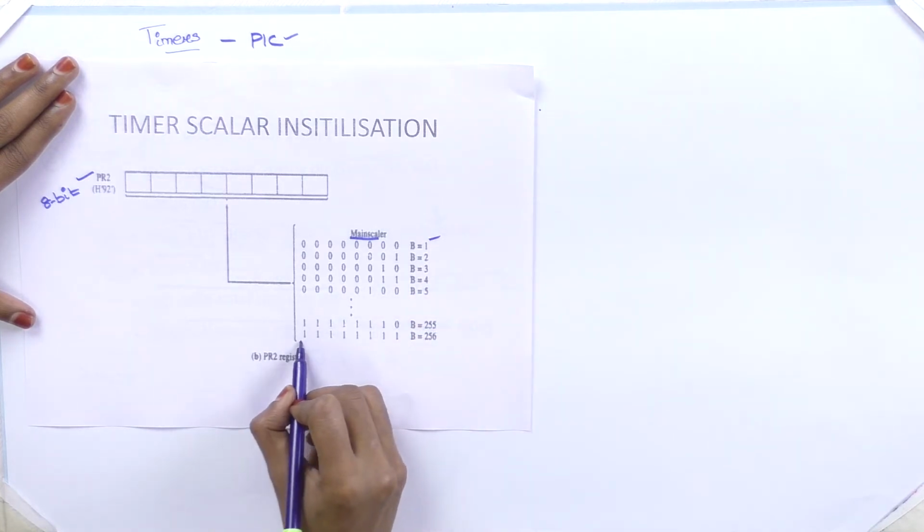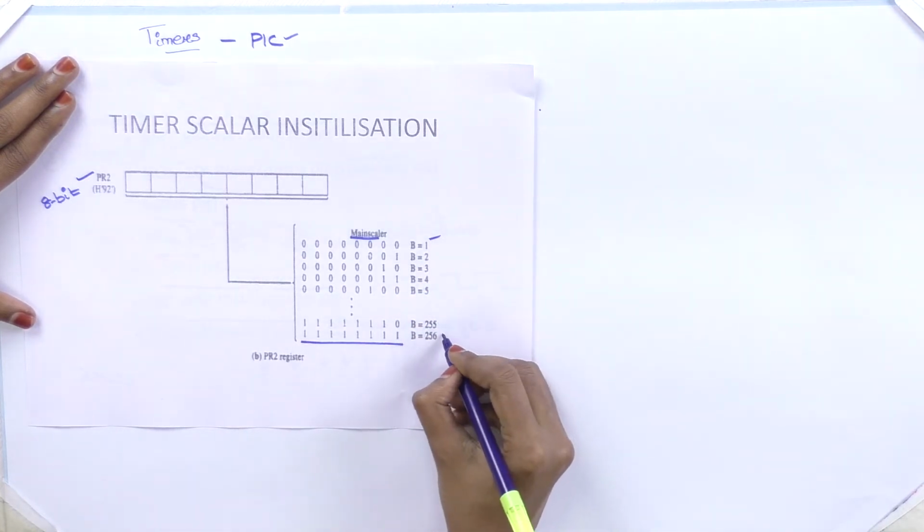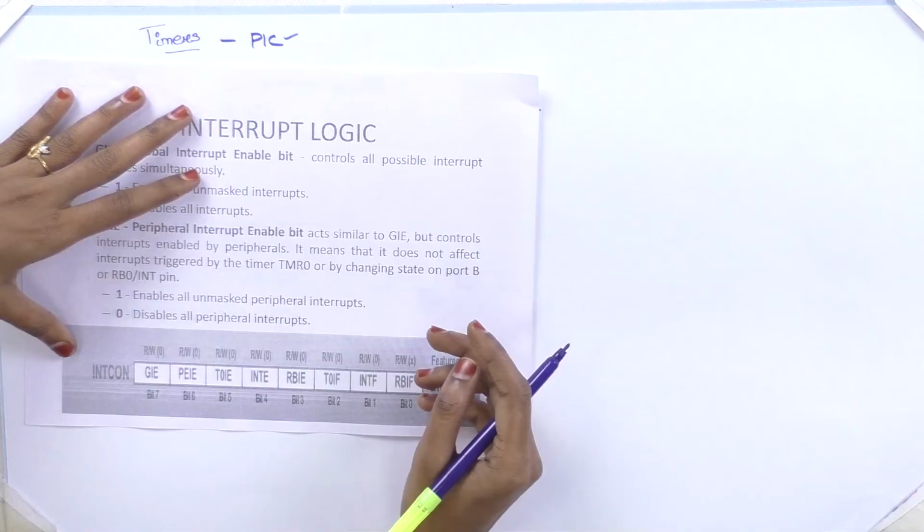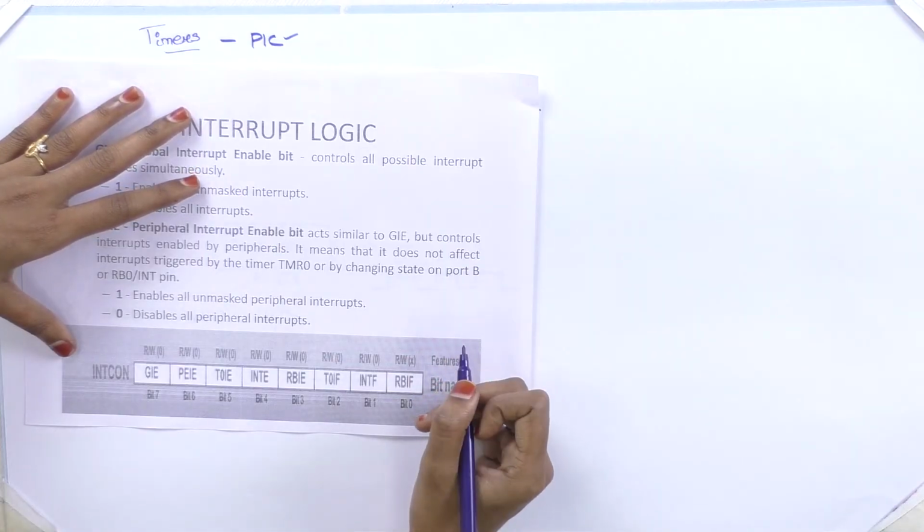Okay. If all those values are 1, I am setting a main scalar value of 256. So, this is how by giving the values to these two registers, the T2CON register and the PR2 register, we can set the main scalar, post scalar and pre-scalar value for the Timer 2 functioning. Fine. So, next we will see about the interrupt logic.